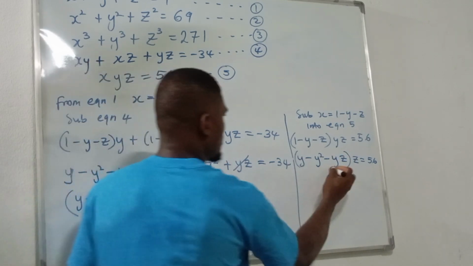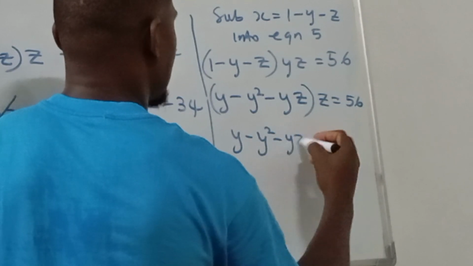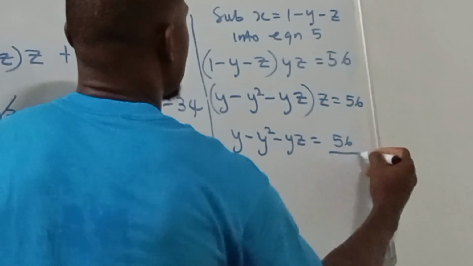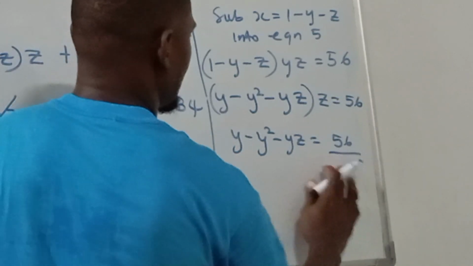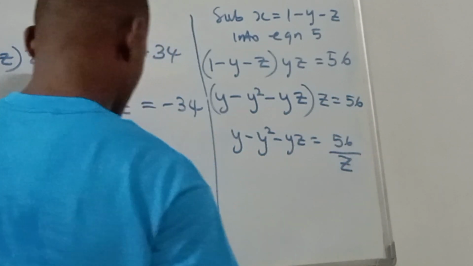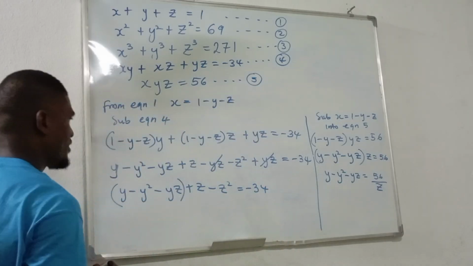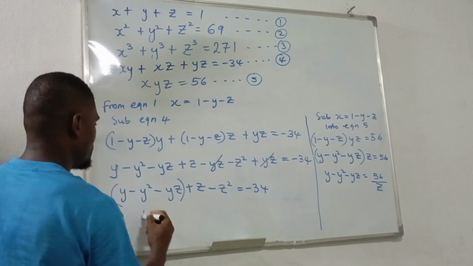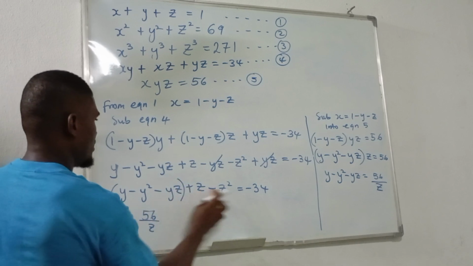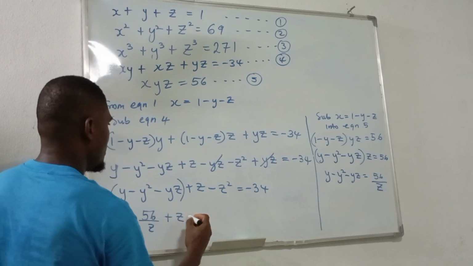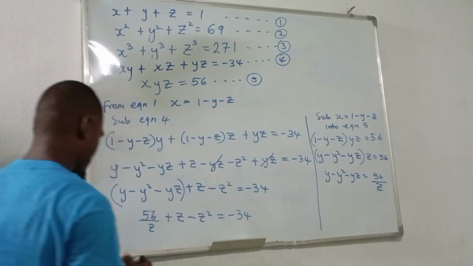This equation is the same as this. So which means that y minus y squared minus yz is the same thing as 56 divided by z. That means I've divided both sides by z. Okay. So since this is equal to this, I can come back here. At this point, I'll put 56 over z, which is this. Then we now have this plus z minus z squared equals negative 34.